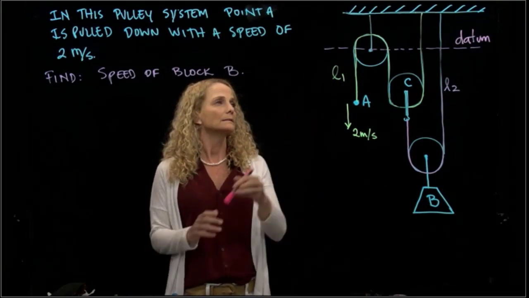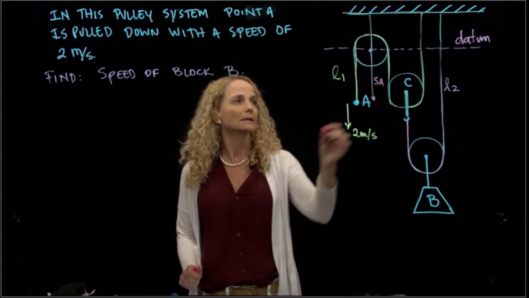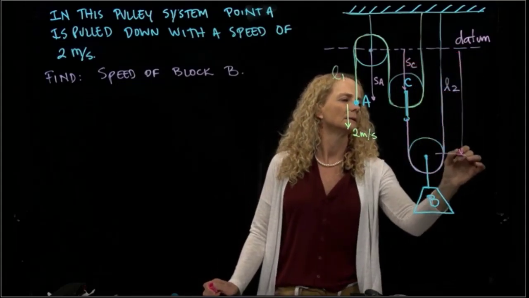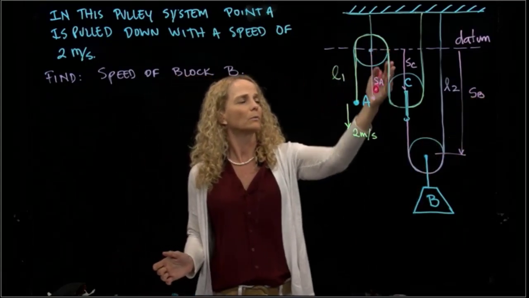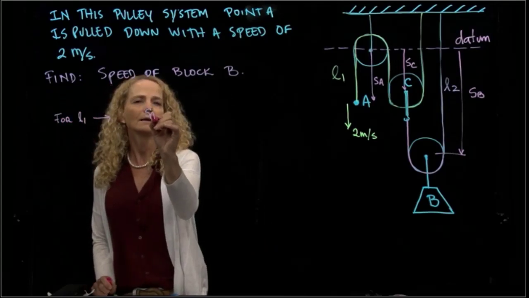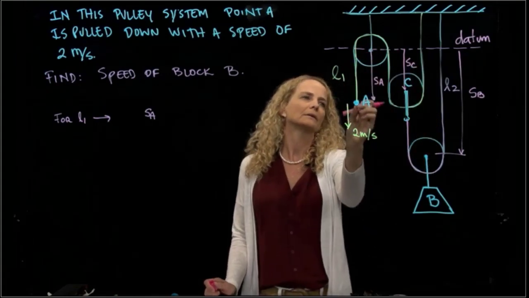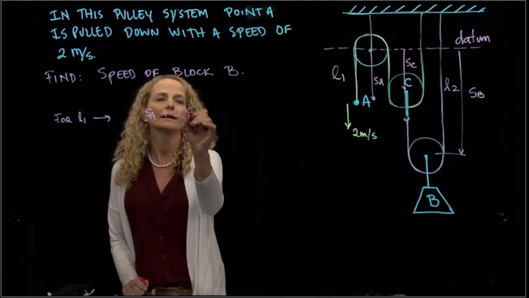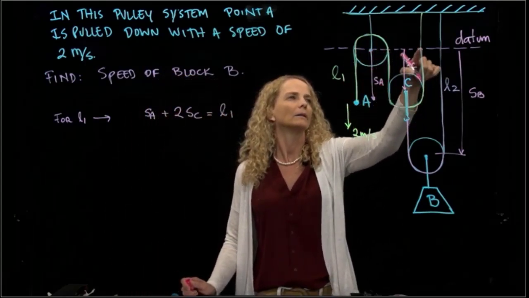And we will name the distance from our datum. So we name this distance SA. We name this distance SC. And we name this distance SB. So let's do first for our cable 1, for L1, we have SA, only one SA and 2 SC, because this can be a little bit longer. Actually, this is a little bit longer than C. So it's SA plus 2 SC, and this would be equal to L1. You see, this is my L1.